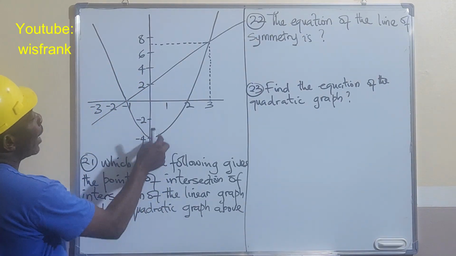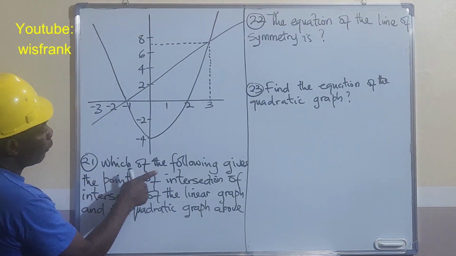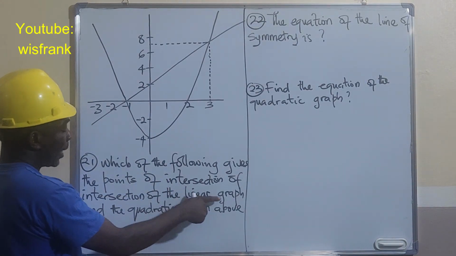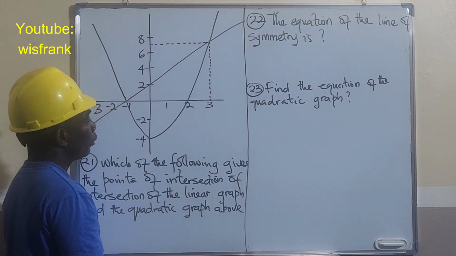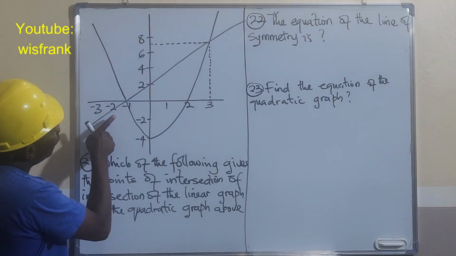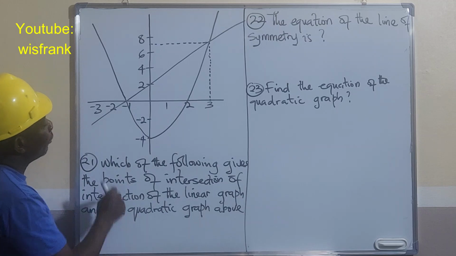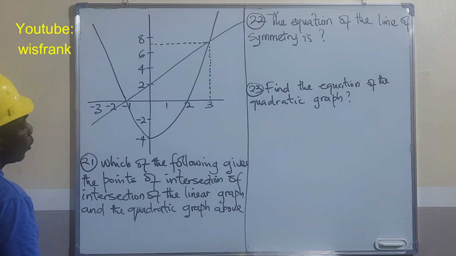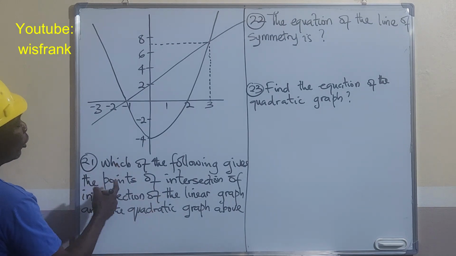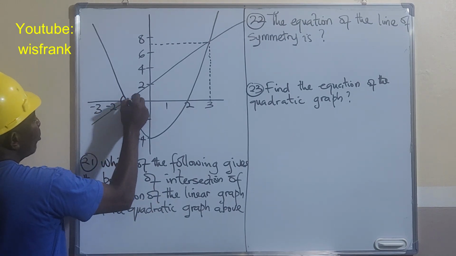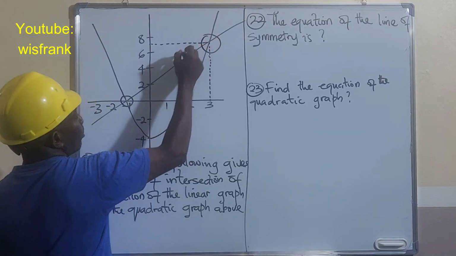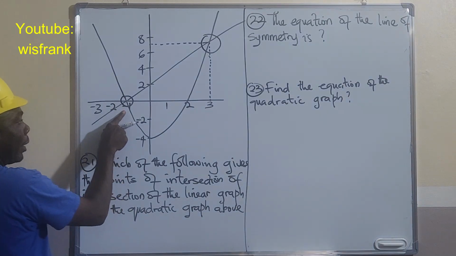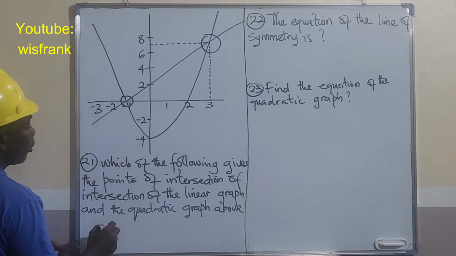Question 21 says, we are given a graph, and it asks which of the following gives the point of intersection of the linear graph and the quadratic graph above? This line is the linear graph, while the curve is the quadratic graph. We are asked to find the points of intersection, so at these points we will find the values of x and y.